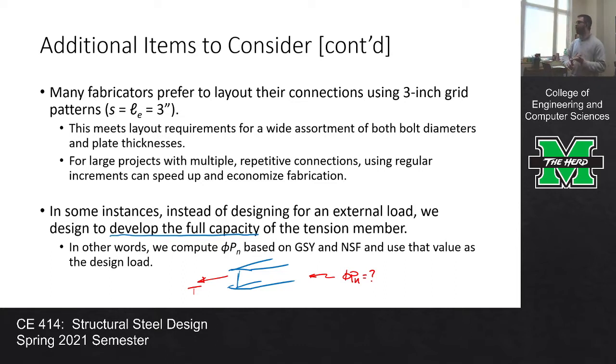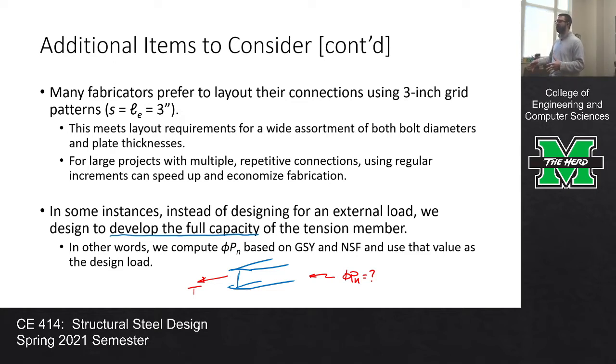You know how to compute the gross section yielding capacity, 0.9 Fy Ag. The net section fracture is 0.75 Fu times the effective net area. Remember, in design, we would assume that the effective net area is about 75% of the gross area. So you could come up with a phi-Pn for that member, and the idea is to design the connection for that load.